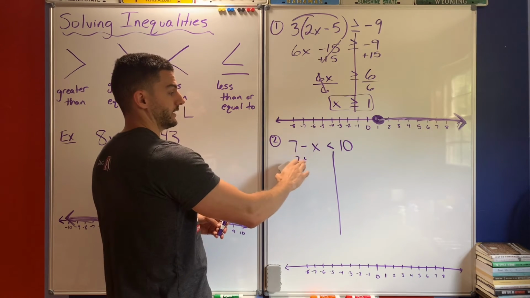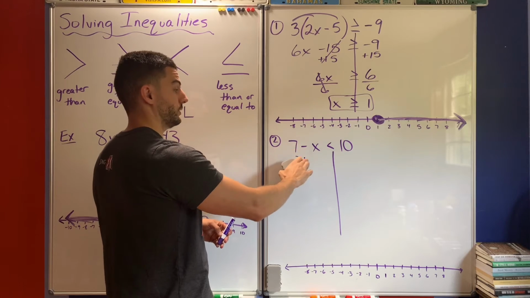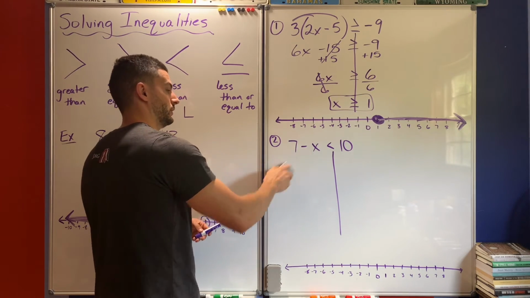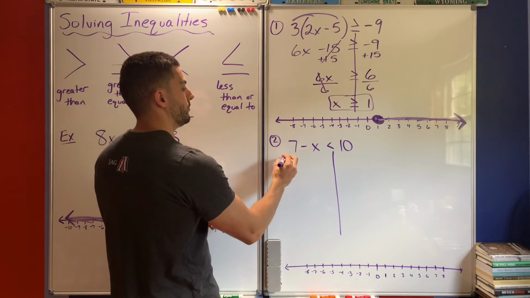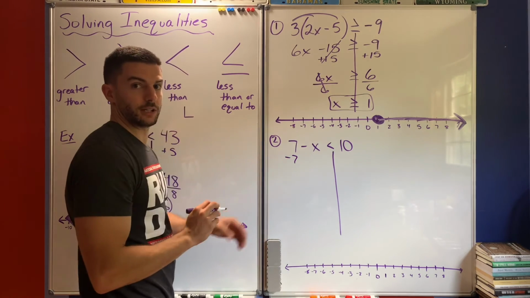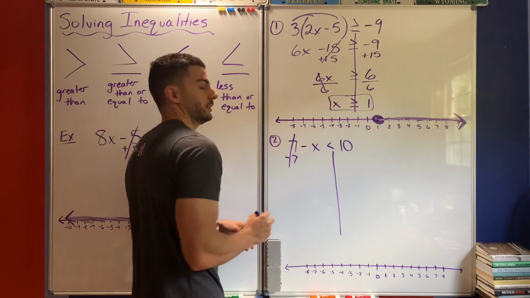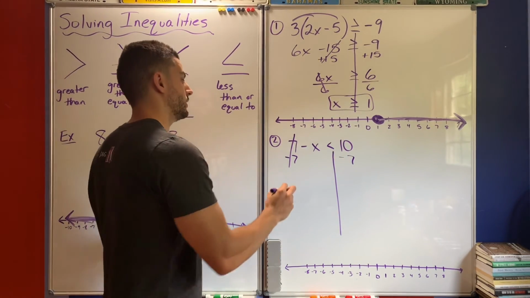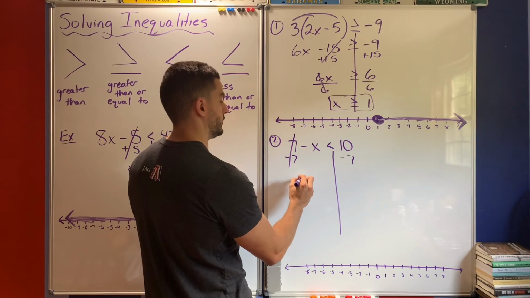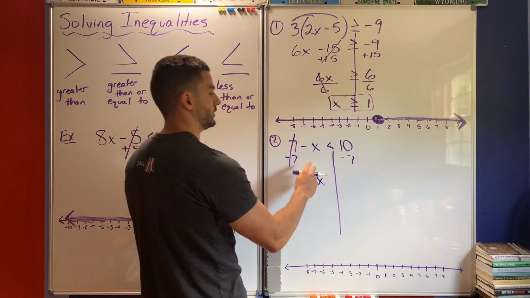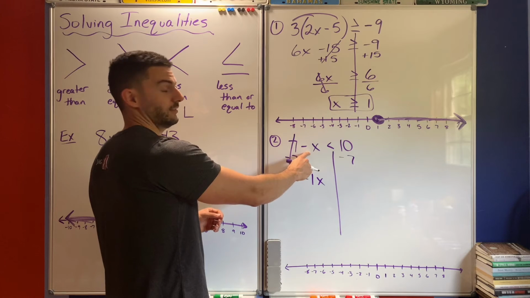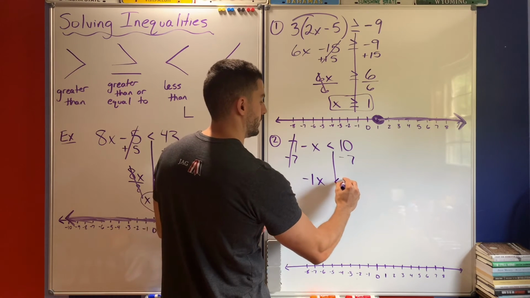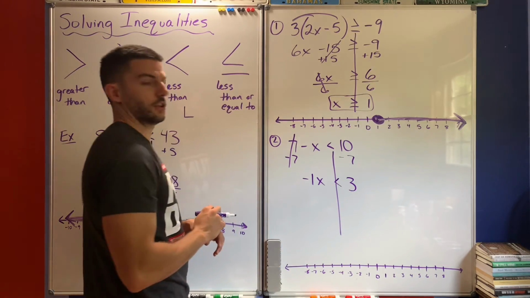And so adding 7 won't cancel that. 7 plus 7 is 14, not 0, right? It needs to be 0 for it to be canceled. So I need to subtract 7 from both sides because that's positive 7. And that'll cancel it, okay? So if I subtract 7 from both sides, I'm left with, and I'm going to write this as negative 1x. It doesn't show the 1, but that's kind of the default coefficient. So negative 1x is less than 10 minus 7, which is 3.